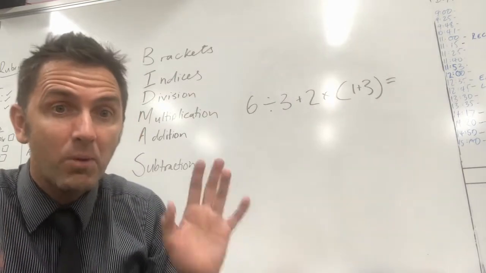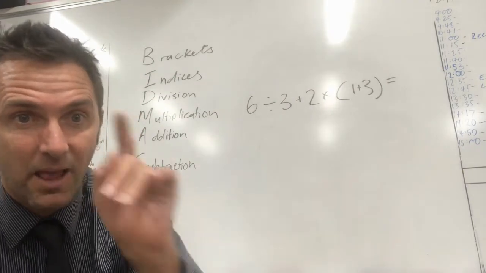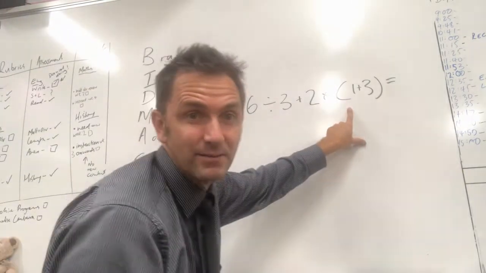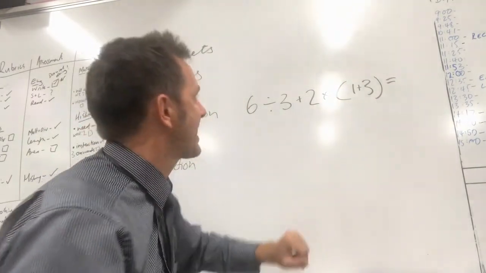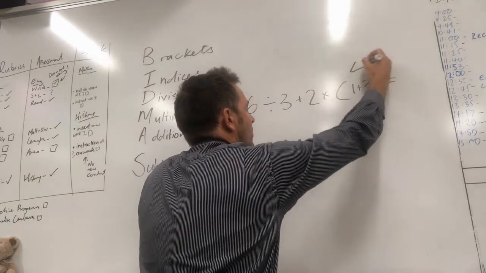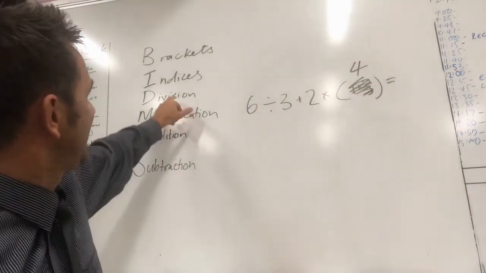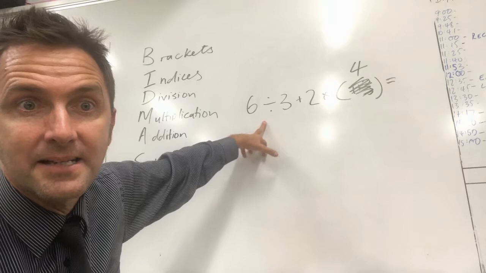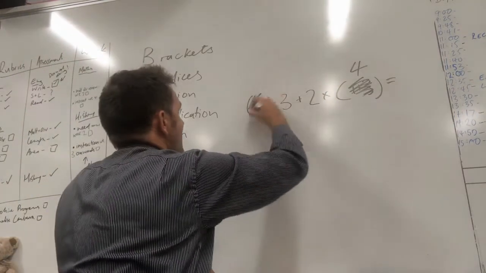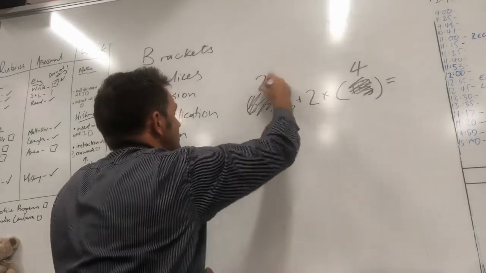Okay, so we're back. I hope you used BIDMAS. This is what you should have done. Brackets first, hey? B for BIDMAS. Brackets first. 1 plus 3 equals 4. Did that. Good. Done. No indices. Is there a division? Yes, there is. 6 divided by 3. Should have done that next. 6 divided by 3 equals 2.